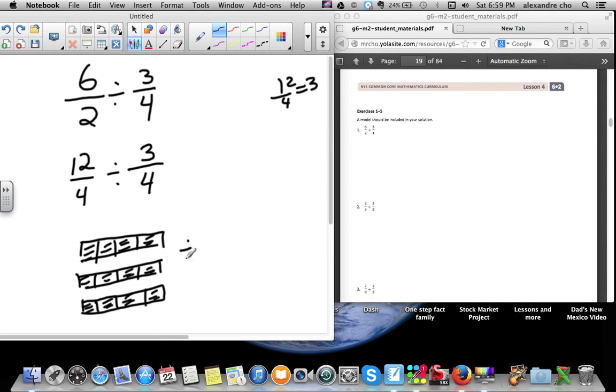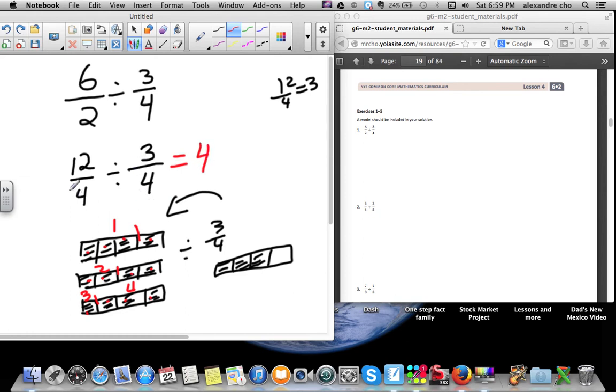So I'm dividing that by 3/4. What does 3/4 look like? 3/4 looks like 1, 2, 3. And you're trying to see how many times 3/4 right here fits into those 12/4. So changing colors. Let's see. 1, 2, 3 fits 1 time. 1, 2, 3 fits 2 times. 1, 2, 3 fits 3 times. And 1, 2, 3. And look at that. It fits exactly 4 times.